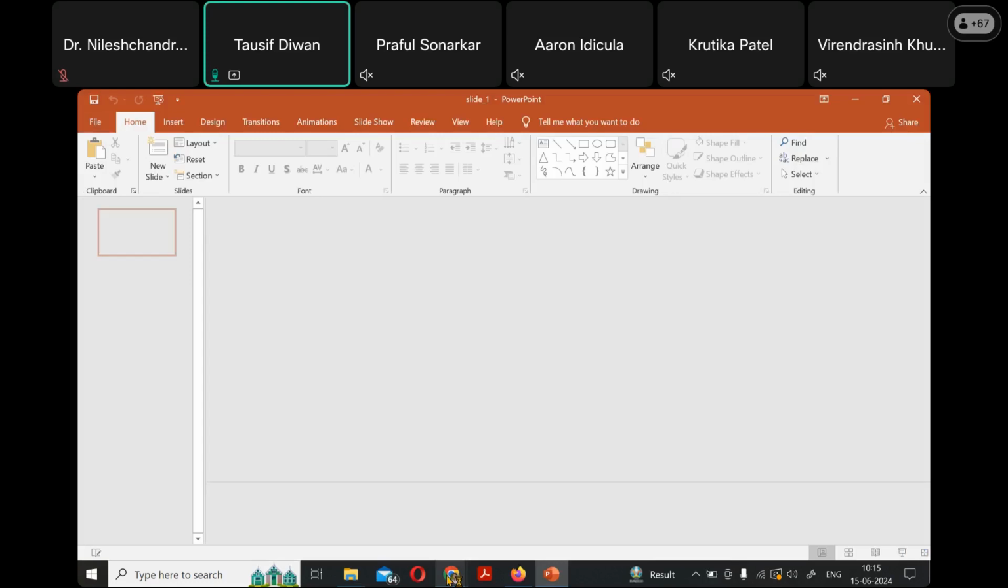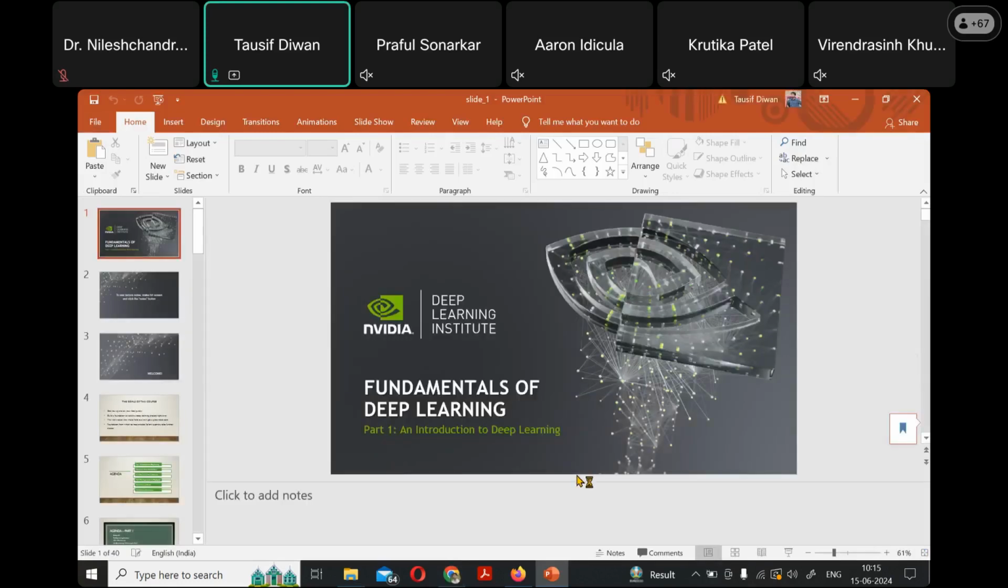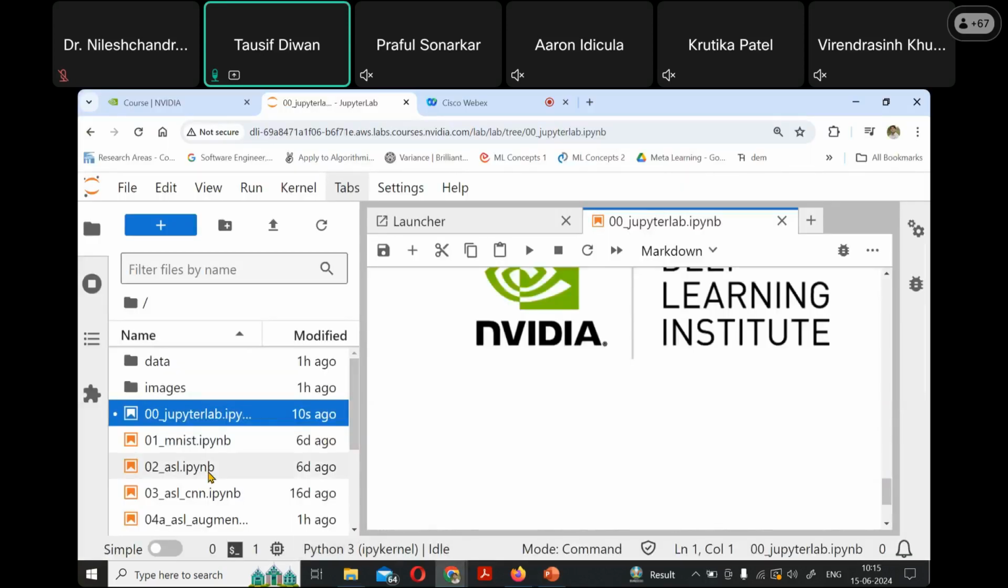The structure will be like this. We will first see the fundamentals of deep learning, which are required to understand the neural network, the convolutional neural networks, and augmentation and transfer learning. After learning these theoretical concepts, we will come back to the notebook once again and try to execute this cell.